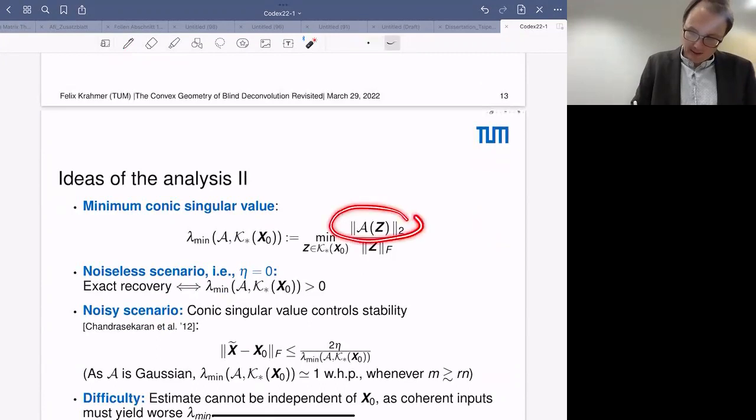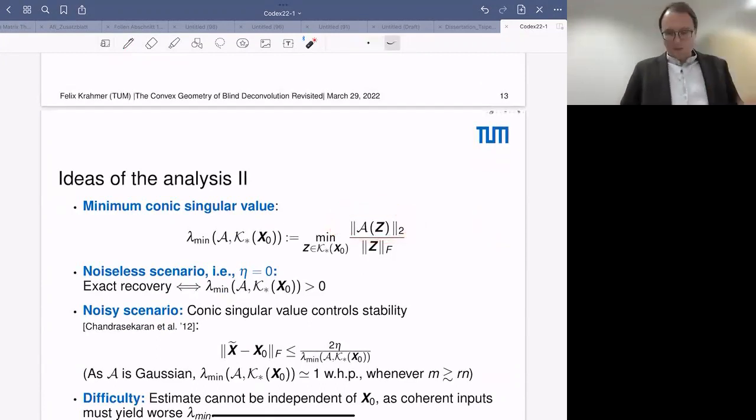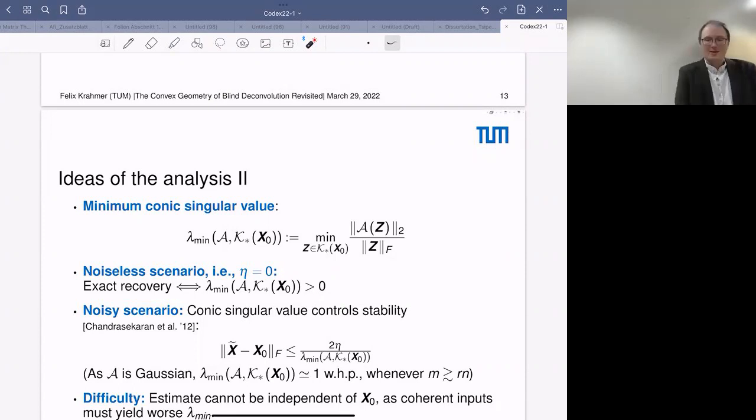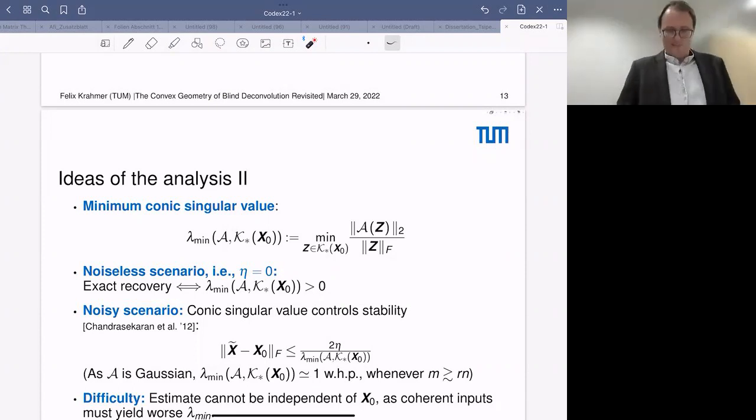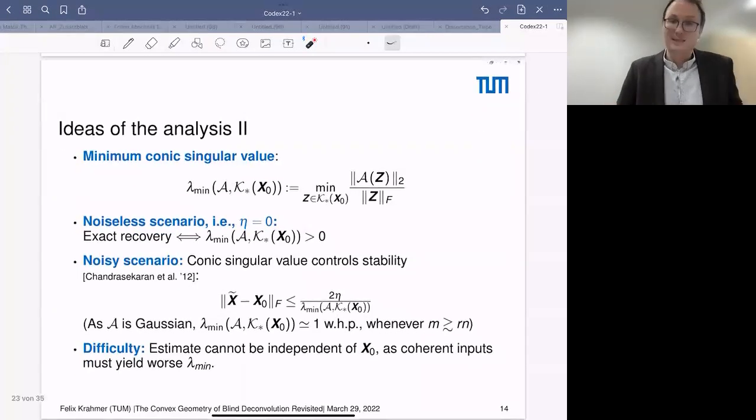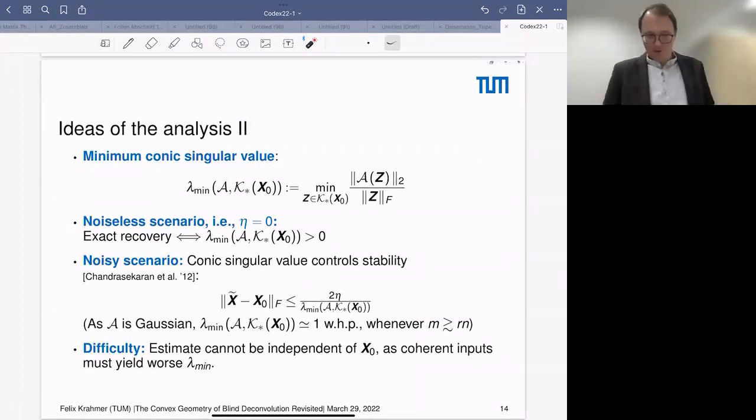So you're looking at all the different descent directions, the directions in which the nuclear norm decreases, and then you're asking what happens to the measurements. How do the measurements scale or change in these directions? You divide by the displacement that you're going in these directions. And then, as I mentioned, in a noiseless scenario, you just need this thing to be greater than or equal to 0. That means there's a unique solution.